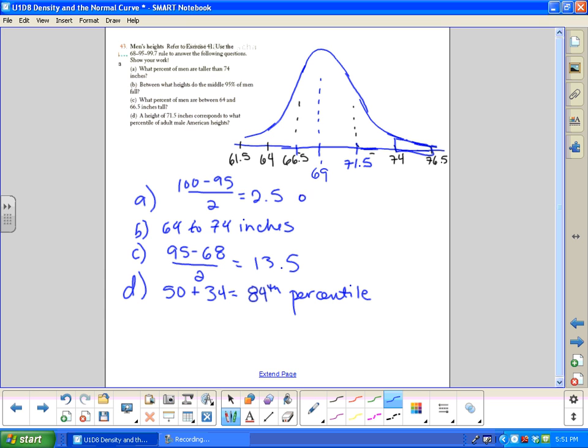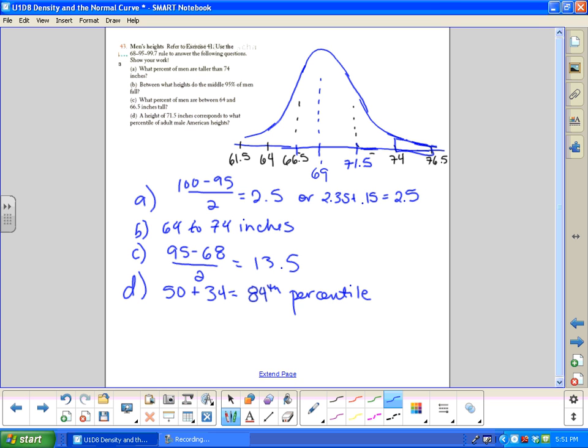Or you could do 2.35 plus 0.15 from the other table and also get 2.5. So the next one, they say, what heights do the middle 95% of men fall between? And so the middle 95% is going to be 2 standard deviations, so that's 64 to 74.